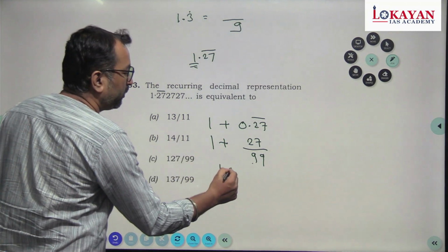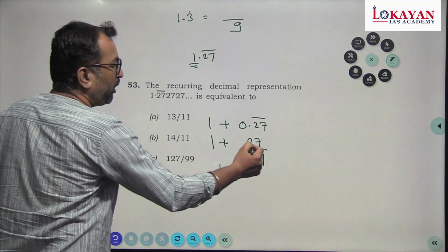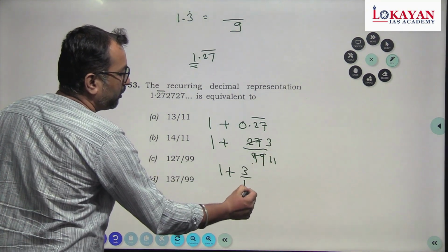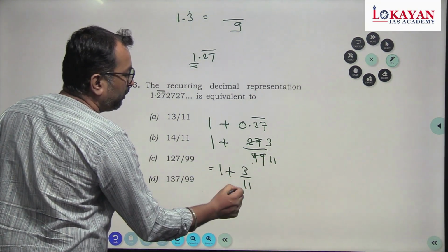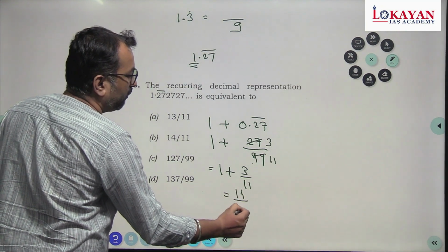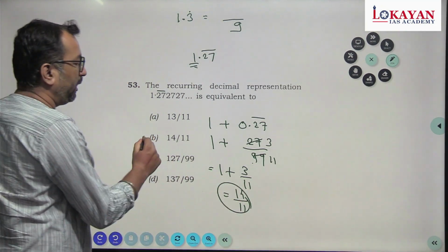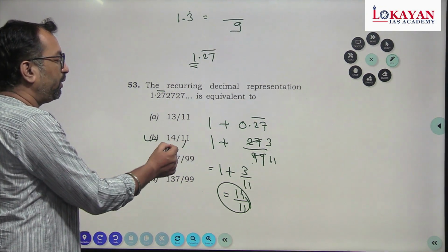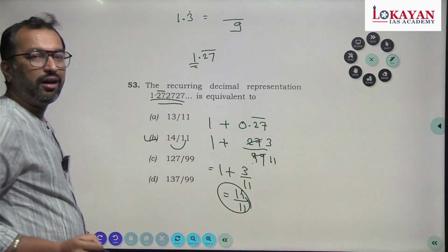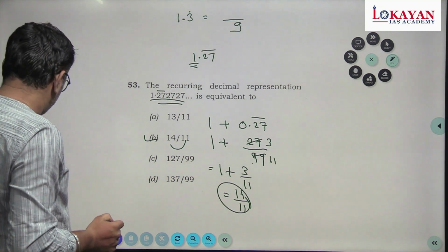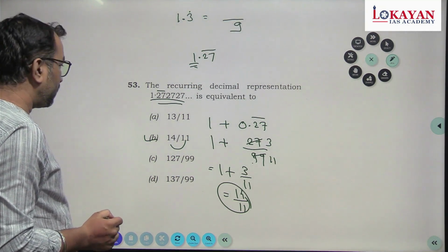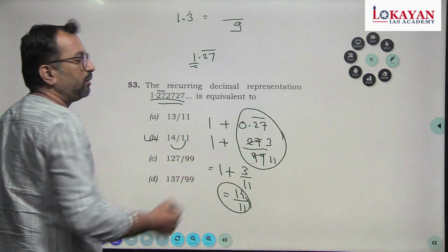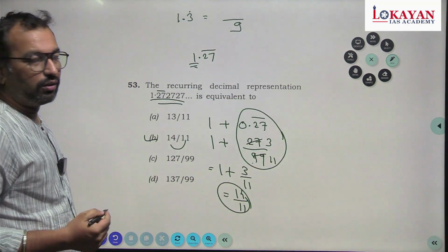So it became 1 plus 27 by 99. Now this can be reduced: 9 3s are 27, 9 11s are 99, so it becomes 3 by 11. So 1 plus 3 by 11 becomes 14 by 11. So the answer is 14 by 11. You can cross check it by dividing 14 by 11, and you will get the same recurring decimal. So this is one easy question, but you have to know this method of how to convert a recurring decimal into a simple fraction.